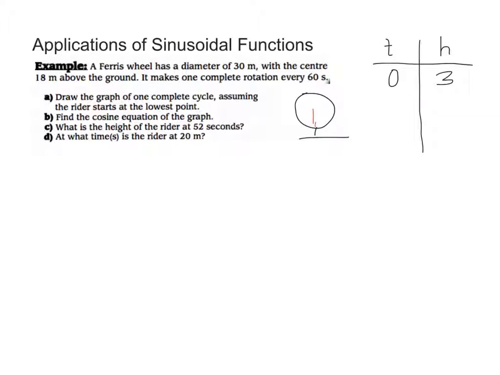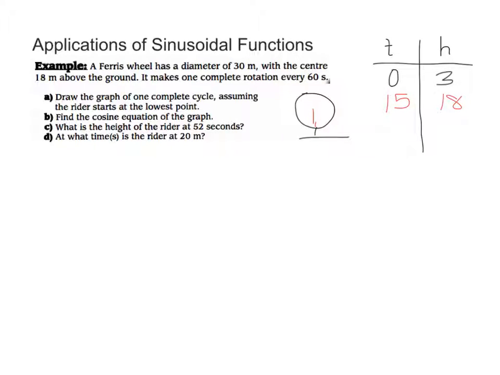It says it makes one complete rotation every 60 seconds. So if this thing starts spinning, so you get on here, and then it starts spinning, where's the next spot that it's easy to tell how high the rider is? The very top? What about here? Yeah, the middle. How high would they be? 18. And how long would it take to get there? If it takes 60 seconds to go all the way around, 15 seconds.